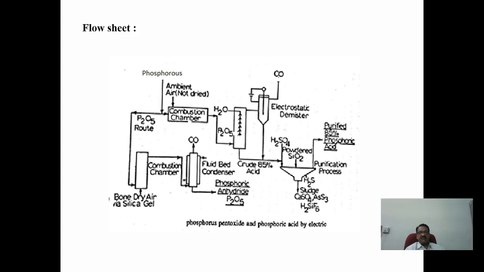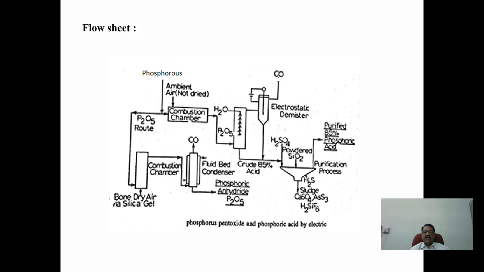This is the flow diagram. Here the phosphorus vapors from the electric furnace are sent to a combustion chamber, where the phosphorus is converted into phosphorus pentoxide by ambient air. The phosphorus pentoxide thus formed is then scrubbed with water so that crude 85% concentrated phosphoric acid is formed.